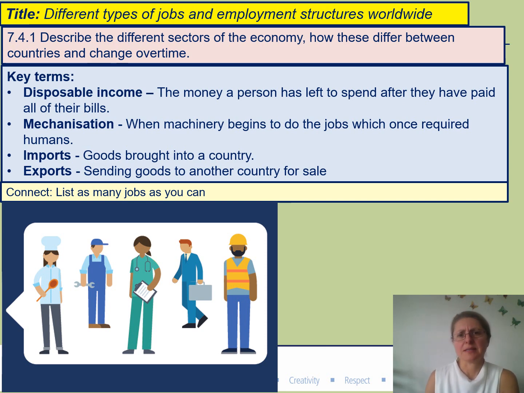What do you think that means? Have a think. That's right, the number of people in each job sector. Has it changed over time? What does it look like today?